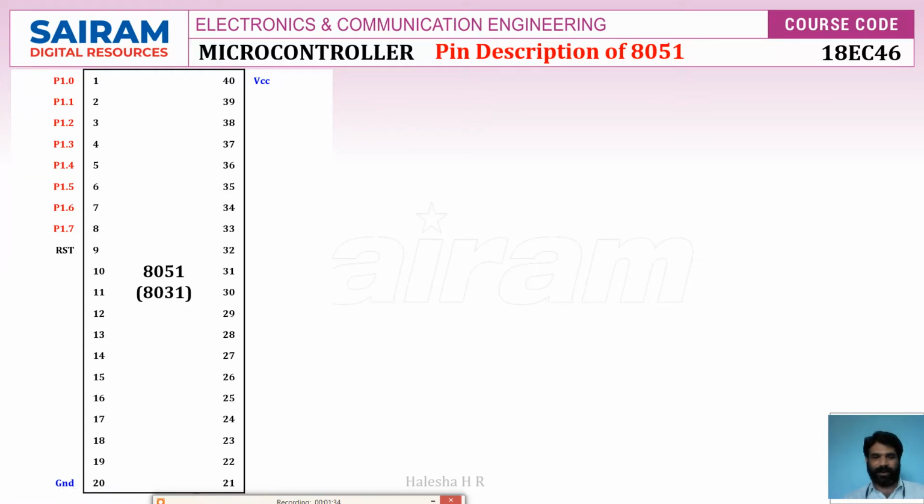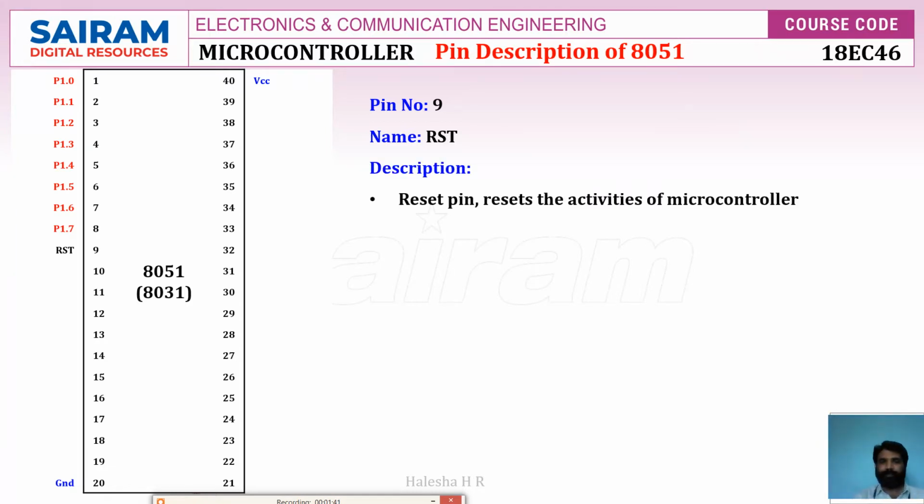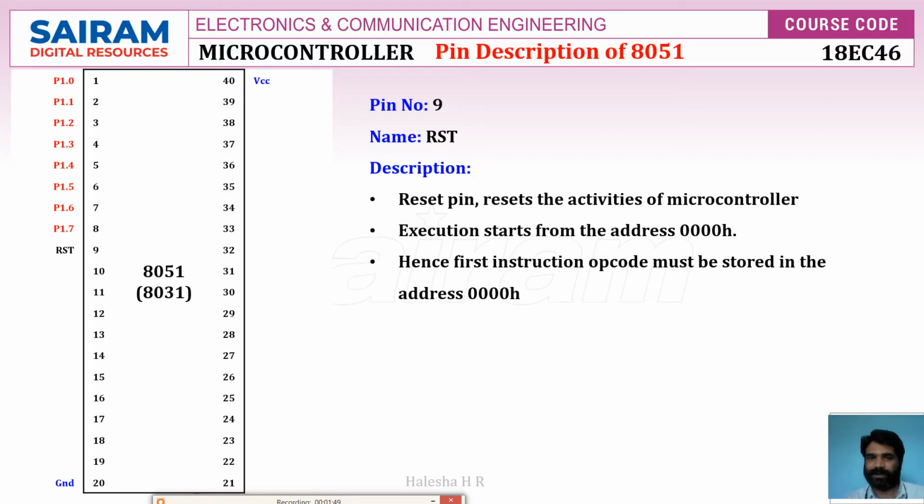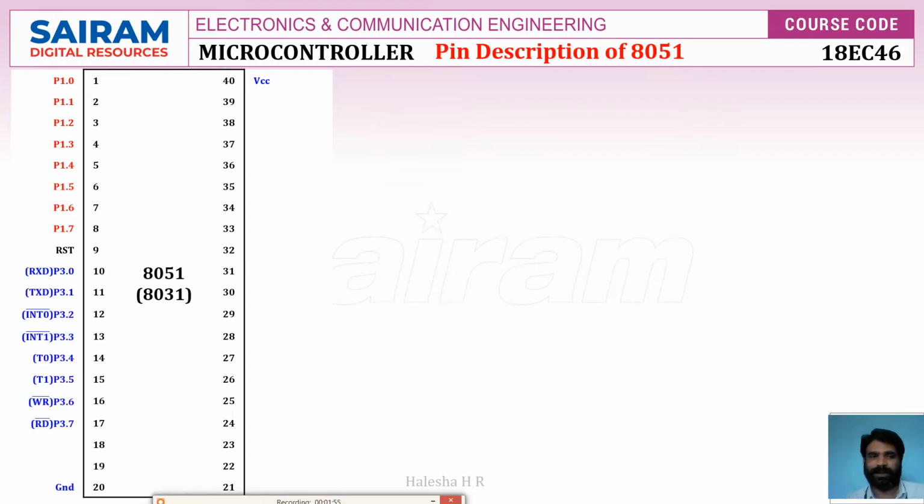And then pin number 9 is the RST pin. RST means reset pin. The reset pin resets the activity of the microcontroller. That means execution starts from the address 00H. So hence we expect the first instruction code must be stored at the address 00H. Okay. And then pin numbers 10 to 17 are port 3 pins.